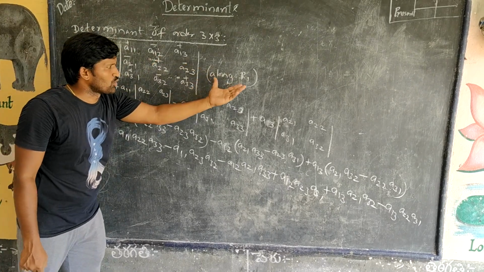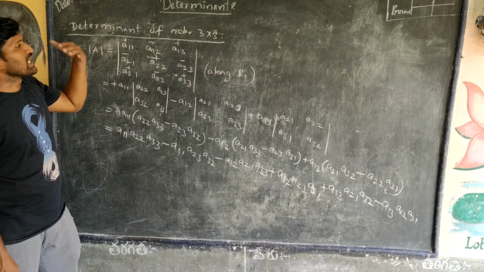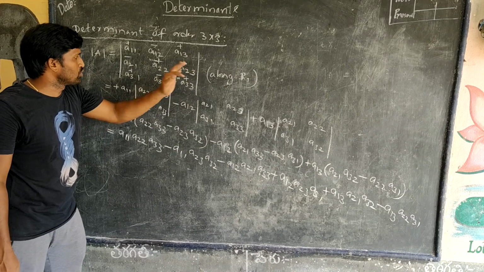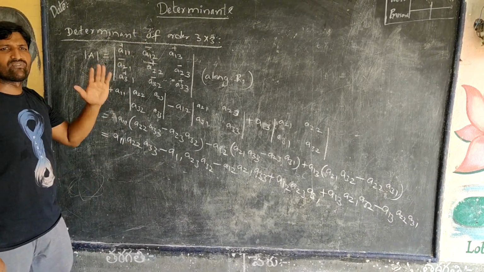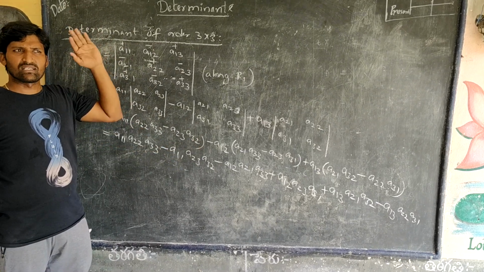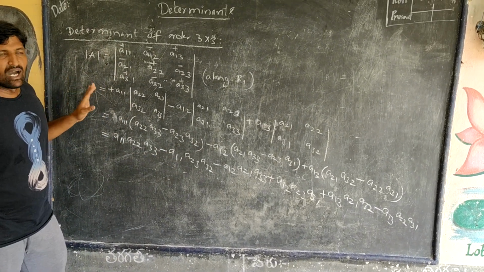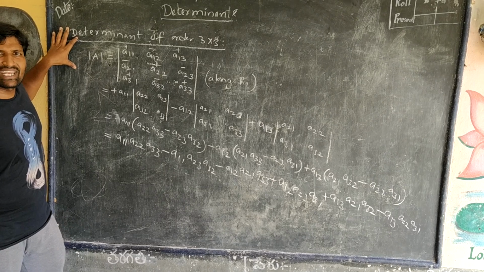I am expanding along row 1. You can expand along any row or any column: along row 2, row 3, or C1, C2, C3. The value of the determinant remains the same, no changes in that. I hope everyone has understood how to evaluate a 3 by 3 determinant.